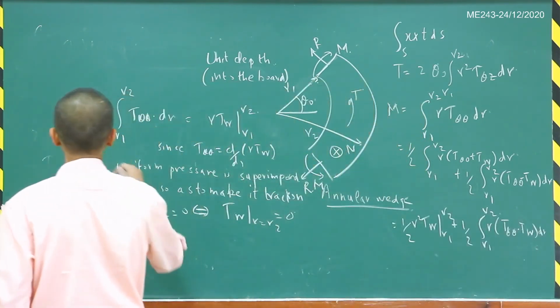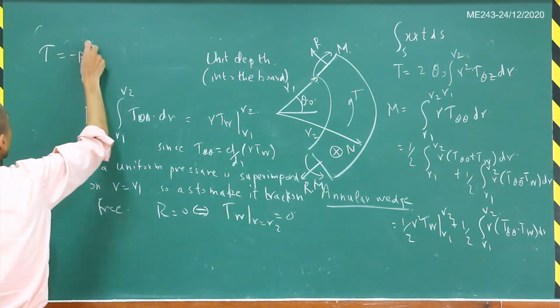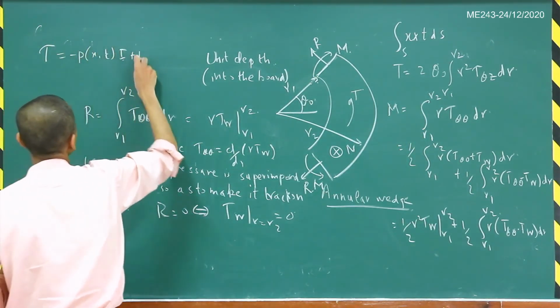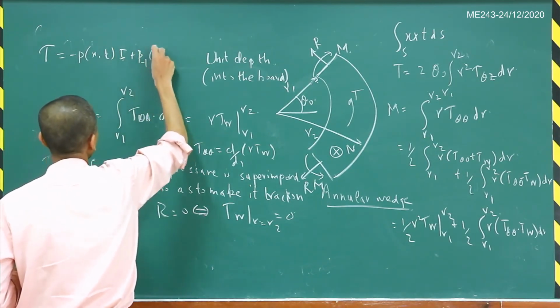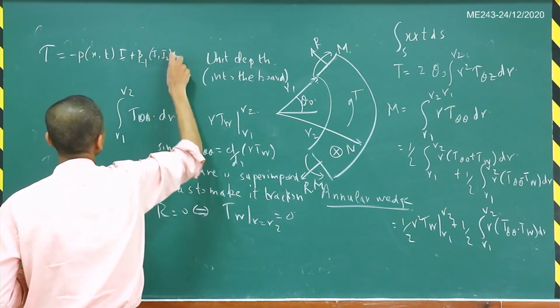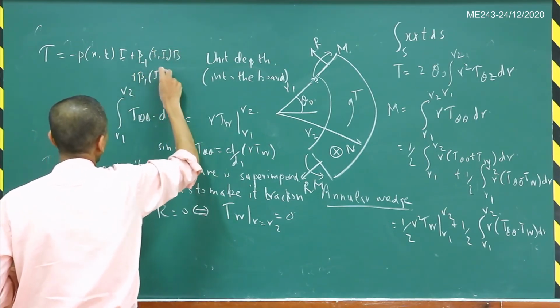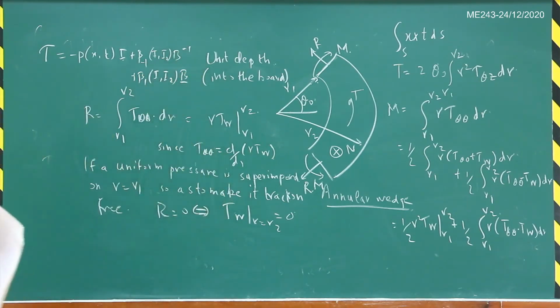So let us go back to this constitutive relation here. This is tau equals minus p of x comma t times identity plus beta minus 1 of I1, I2 times b plus beta 1 of I1, I2 times b. Correct? So this is the constitutive relation.